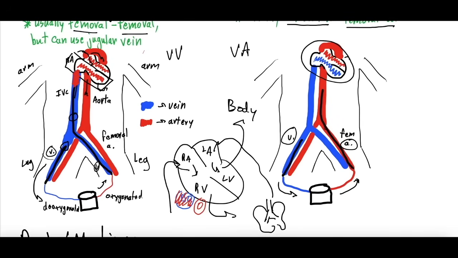And the heart function itself is, there's a lot of caveats here. The heart function itself is very important, even in VA-ECMO, but the heart function itself in general is less important because you're giving the aorta, which is the big blood vessel that delivers blood to the whole body, oxygenated blood and bypassing the heart. All right, does that make sense?